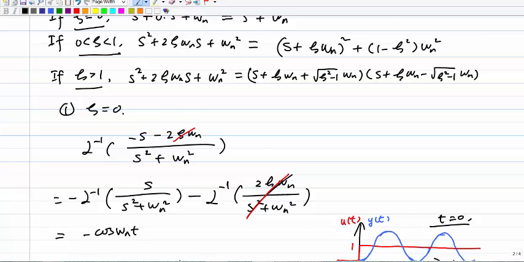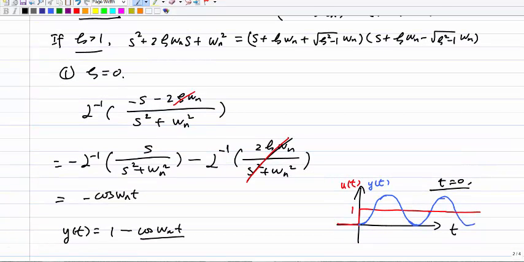Now if I draw the output, this is the input-output relationship. I should draw this a little more clearly, because this is a negative cosine wn t, I believe. Negative cosine is going.